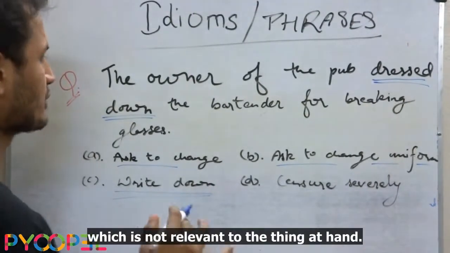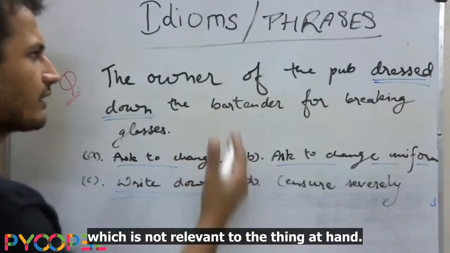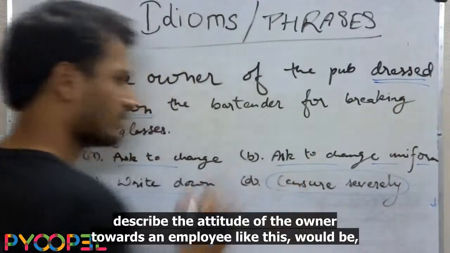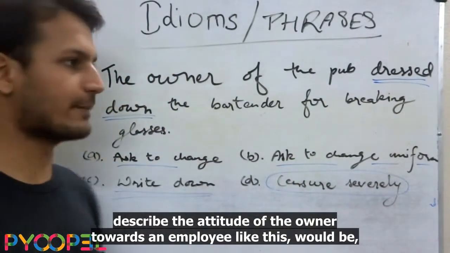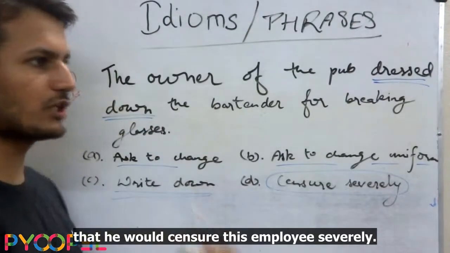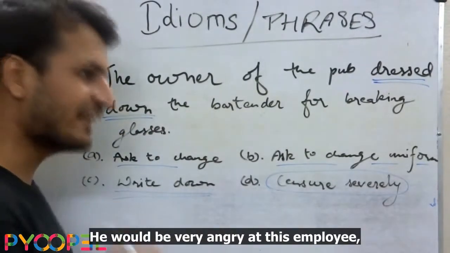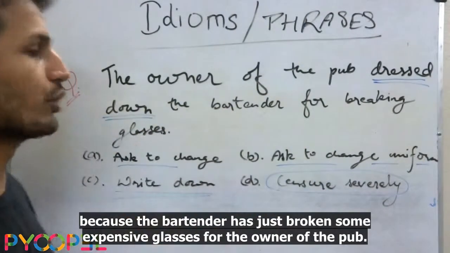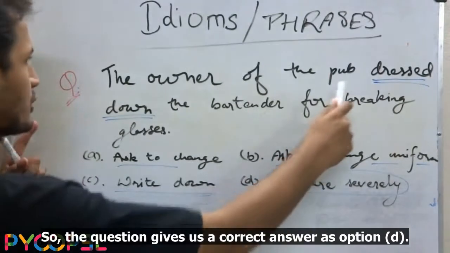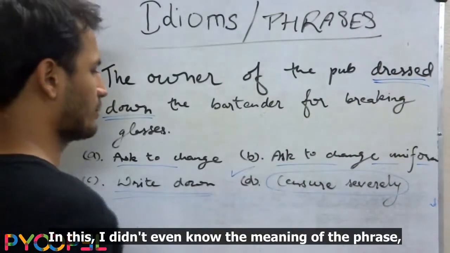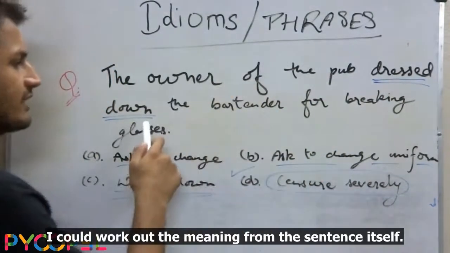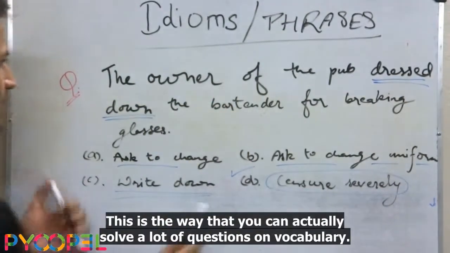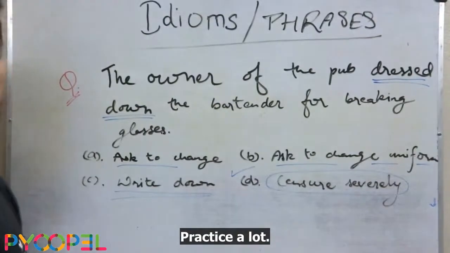Again, this is not relevant to the thing at hand, but the correct thing that would describe the attitude of the owner towards an employee like this would be that he would censure this employee severely. He would be very angry at this employee because the bartender has just broken some expensive glasses for the owner of the pub. So the question gives us the correct answer as option number D. In this, I didn't even know the meaning of the phrase. I could work out the meaning from the sentence itself. This is the way that you can solve a lot of questions on vocabulary.